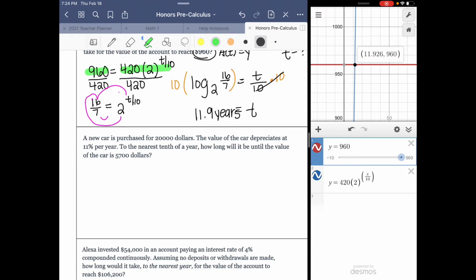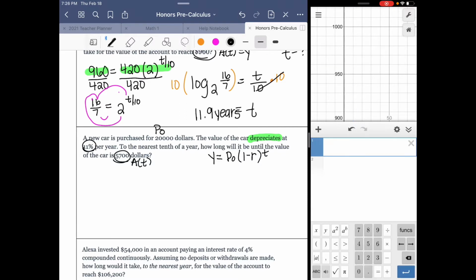All right, a new car is purchased for $20,000. The value of the car depreciates, so we're going to decay at 11% per year. To the nearest tenth of a year, how long will it take to get to that value? We have our initial value, our future value, and our percentage. We're going to use a basic decay problem here because there was no other key phrase that told us otherwise.